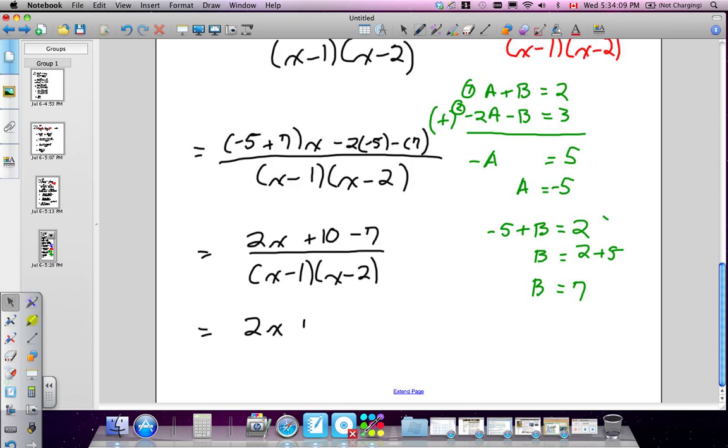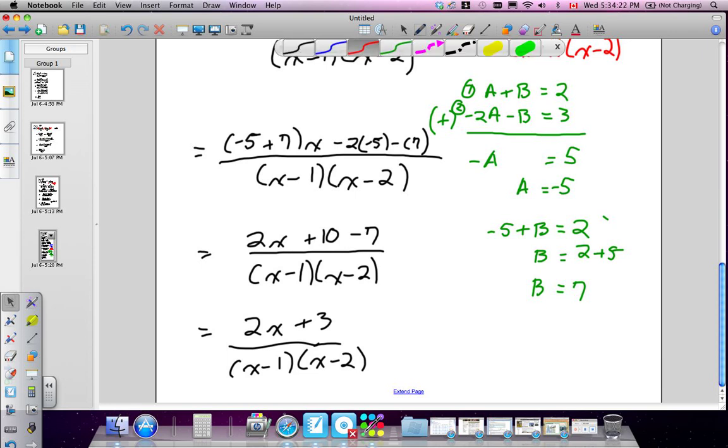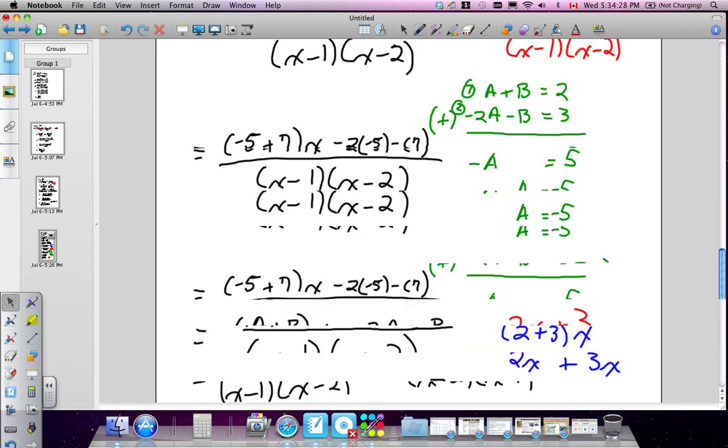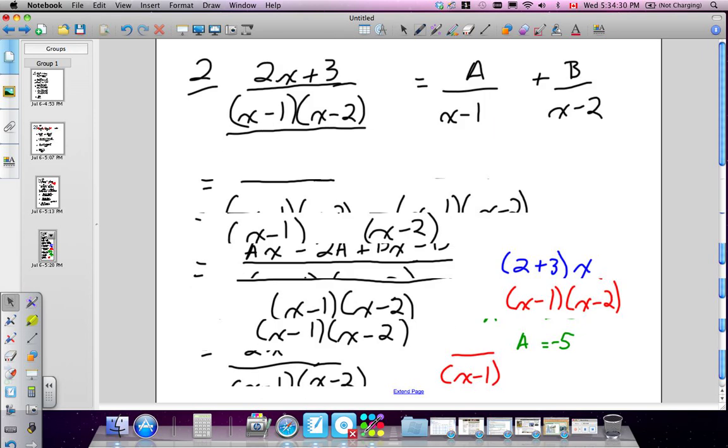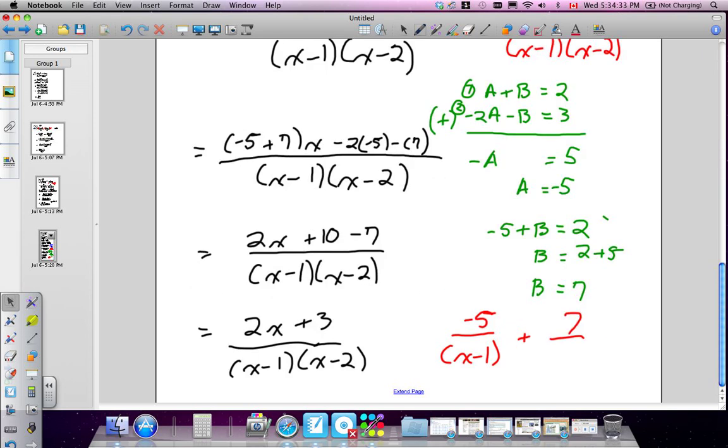So in our a-b form, written in red, it was negative 5 over x minus 1. What did the original question ask? Plus 7 over x minus 2. So these two things here are equivalent. Does that make sense? It's a long question, eh? There's quite a bit to that one.